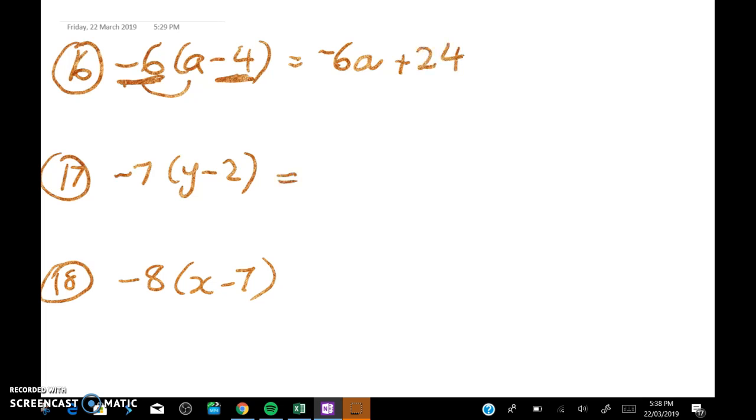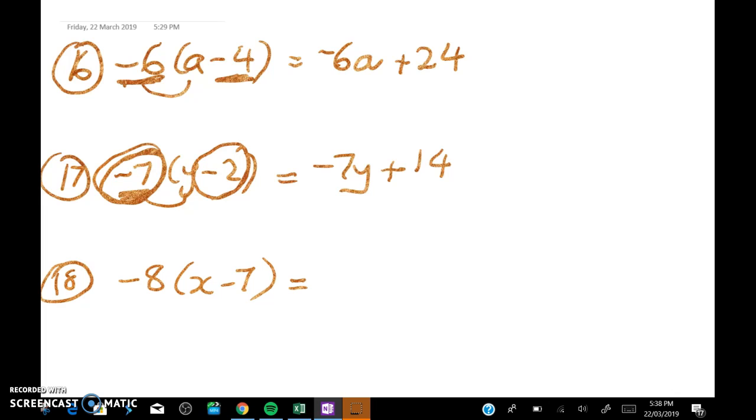Number 17 is the same pattern type. I've got negative 7 times y, negative 7y. And I've got negative 7 times negative 2, which gives me plus 14. And number 18 gives me negative x, negative 8x. Right, multiplying the negative 8 by the first term, plus 56. And it's plus 56 because I've got negative 8 times negative 7.